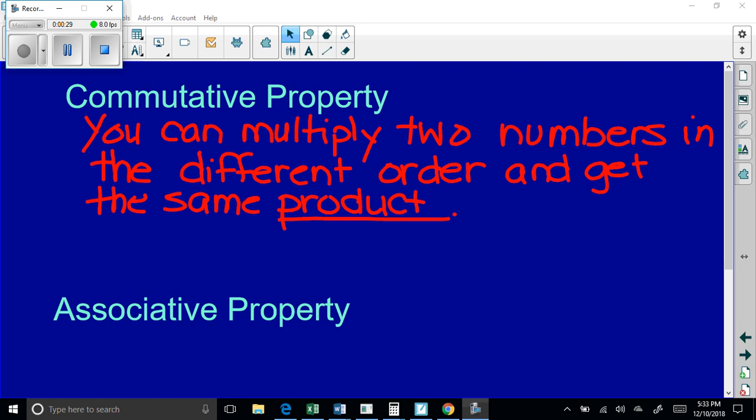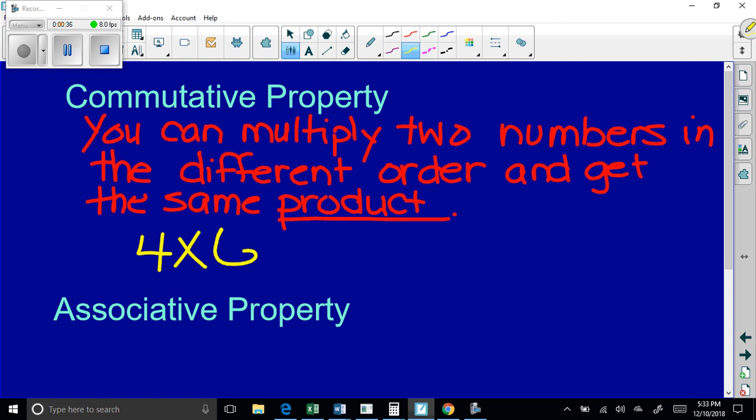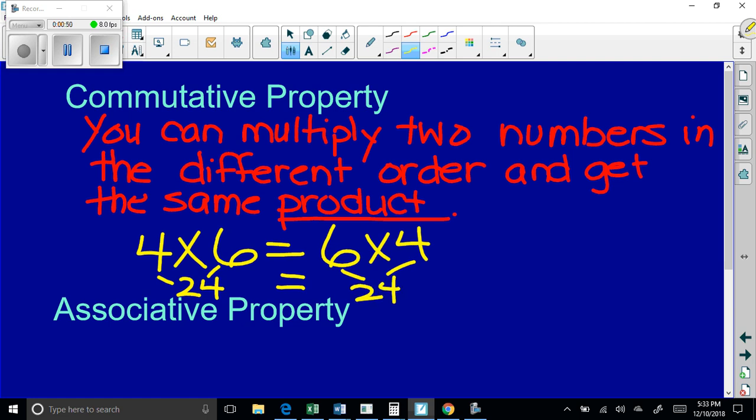So an example of this would be if I had 4 times 6. I could also do 6 times 4. What does that mean? 4 times 6 is 24, and that's the same as 6 times 4, which is also 24. So no matter how I write a number, in whatever order, I'm going to get the same product. We can try another one.